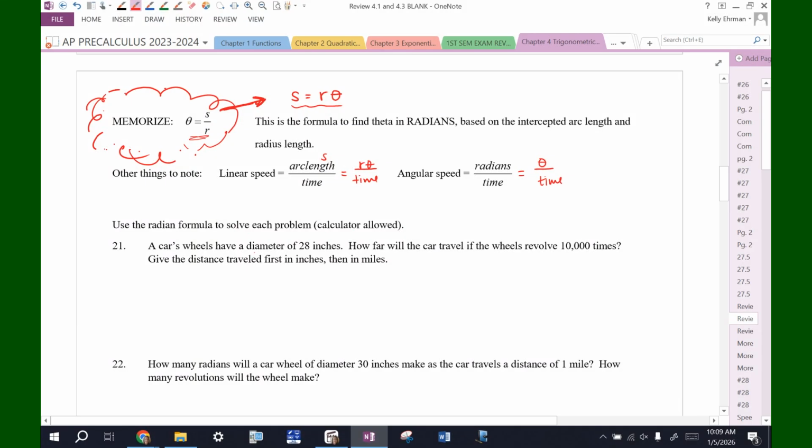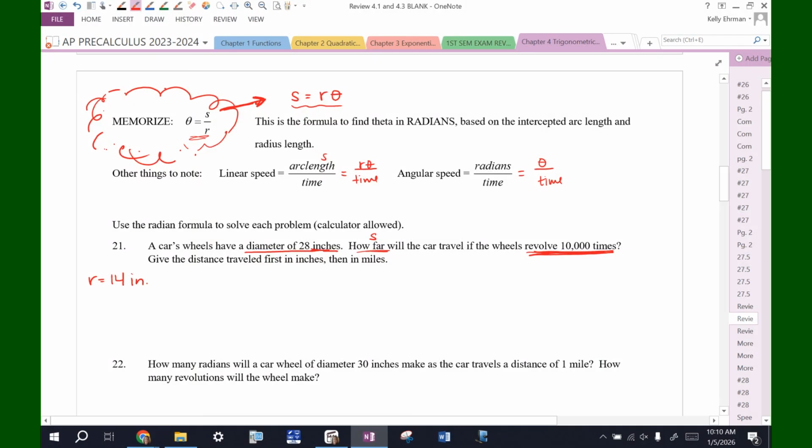A car's wheels have a diameter of 28 inches. I like to label stuff out as I go and say which pieces I am looking for. So a diameter tells me about a radius. The radius then is 14 inches. How far, S, will the car travel if the wheels revolve 10,000 times?